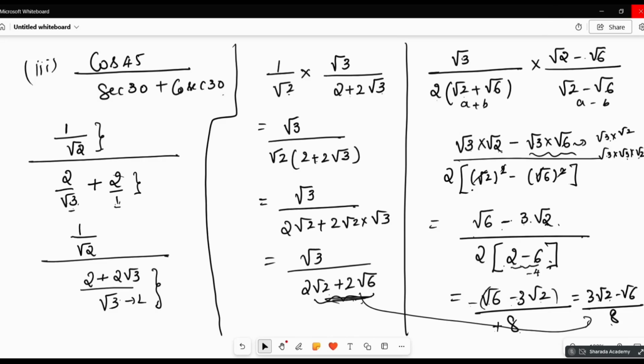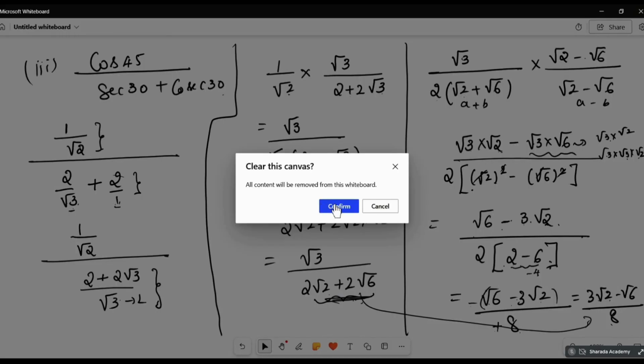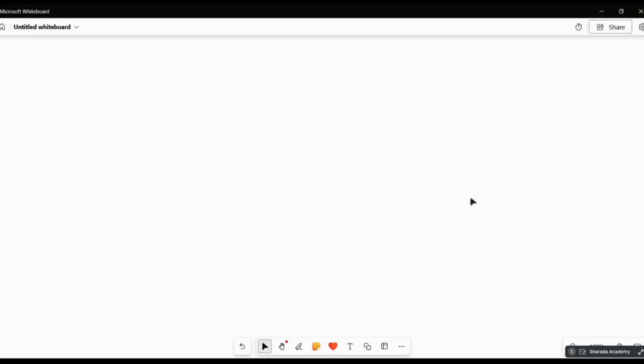By chance, if you are not able to do this portion, leave it here. Okay. See, silly mistakes will not happen mainly when you practice more. Understanding you would have done, but practice more so that you will not make silly mistakes. Okay. Try the next one now, fourth one.